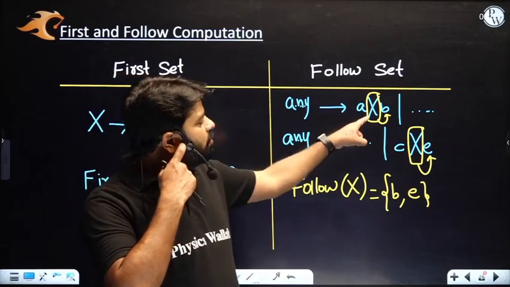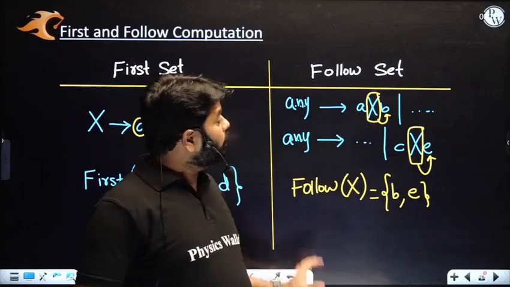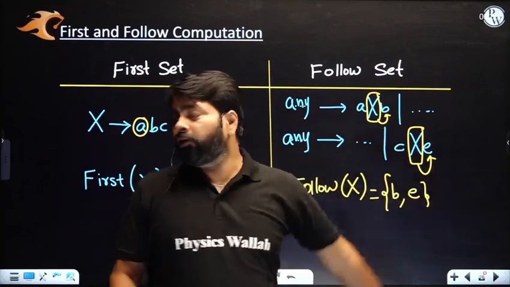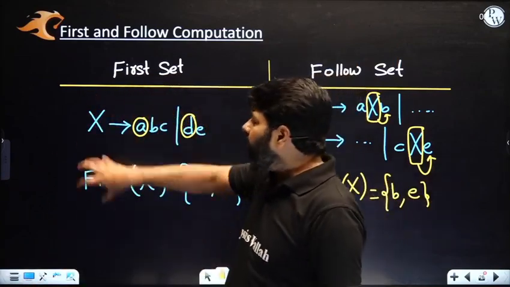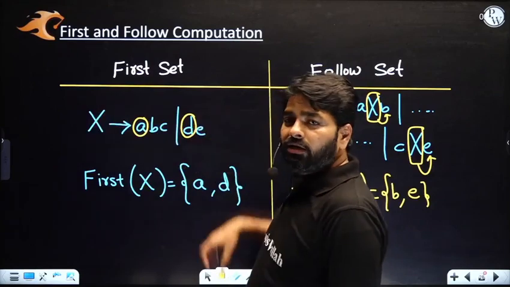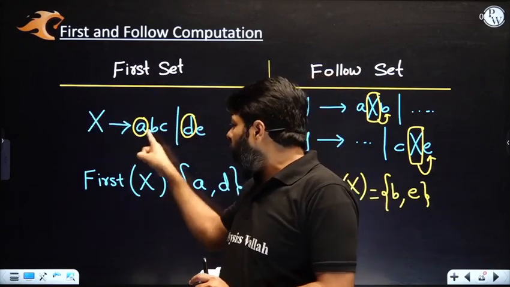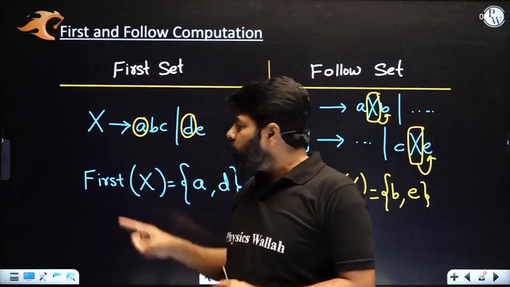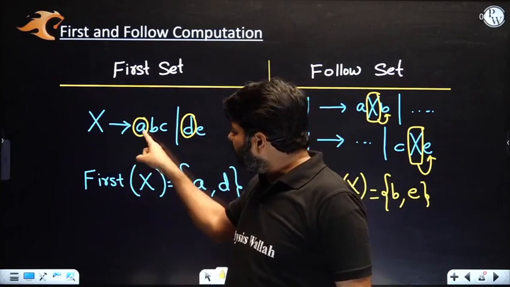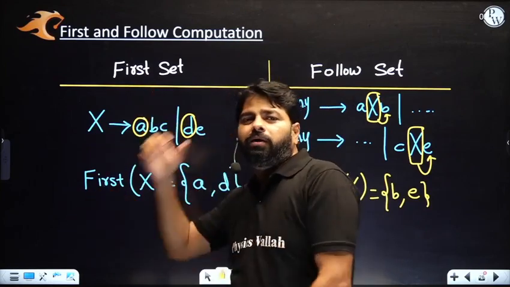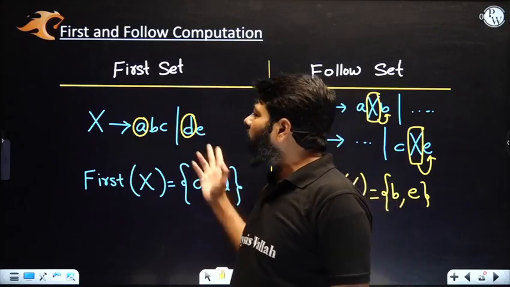Anyhow, while you are computing the follow, you should look at the whole grammar. But when you are computing the first set, you purely depend on this X's productions, and whether you depend on the whole grammar or not, these two productions will tell. So mainly these two productions, if you see any non-terminals here, you further go and compute. If not required, then directly you got the answer.